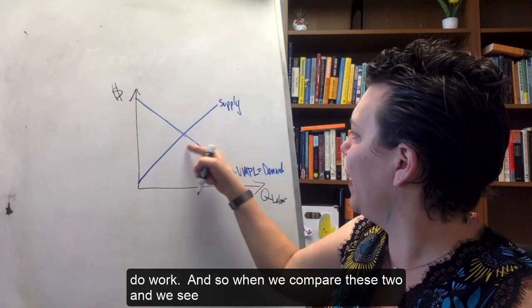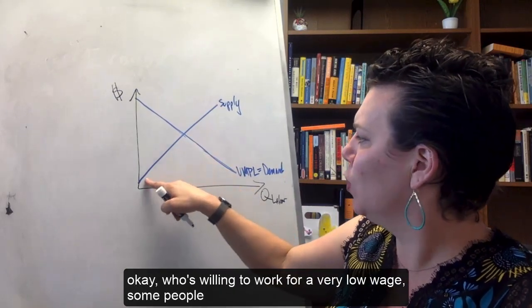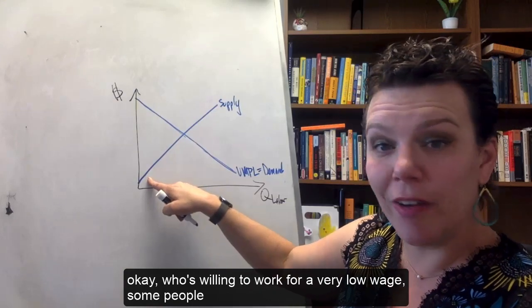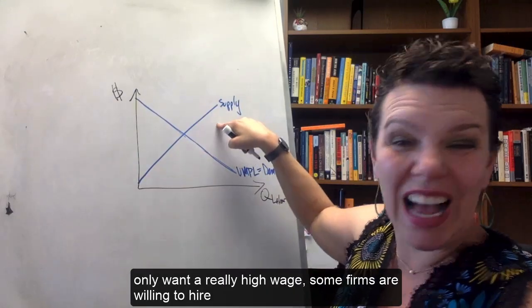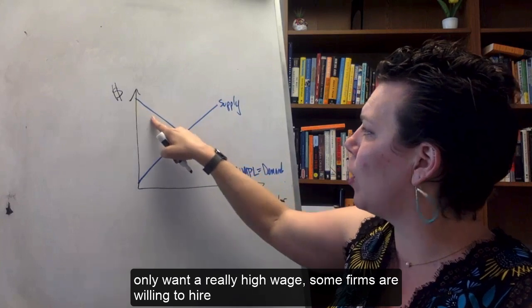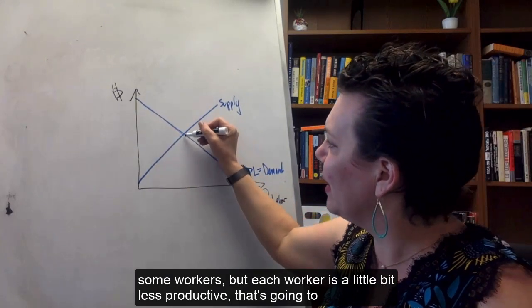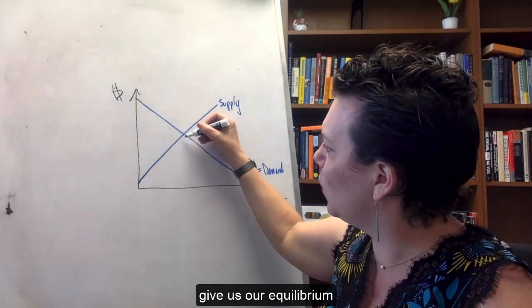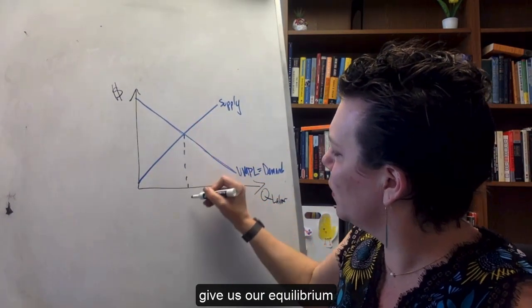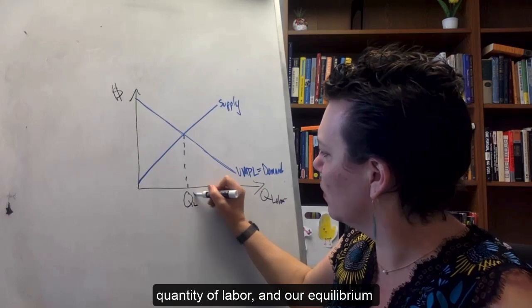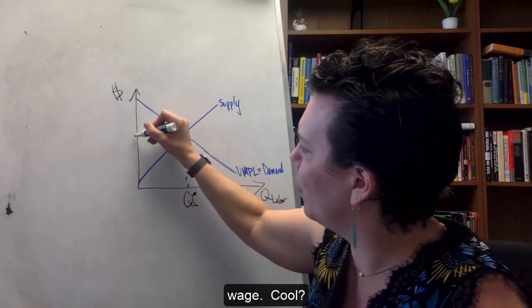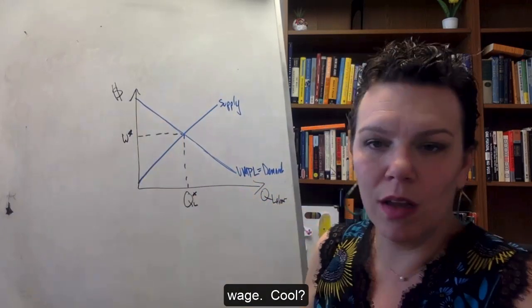And so when we compare these two and we see, okay, who's willing? Some people are willing to work for a very low wage. Some people only want a really high wage. Some firms are willing to hire some workers, but each worker is a little bit less productive. That's going to give us our equilibrium quantity of labor and our equilibrium wage.